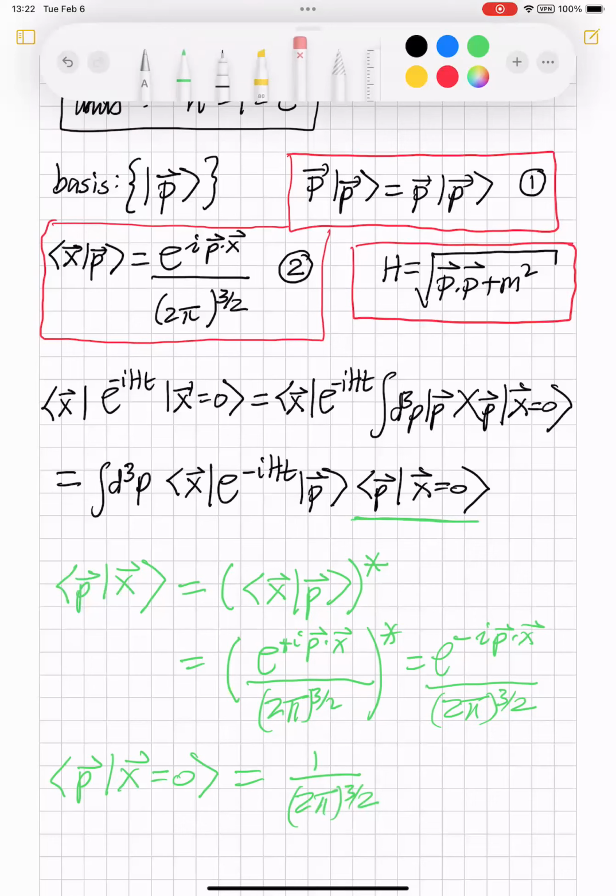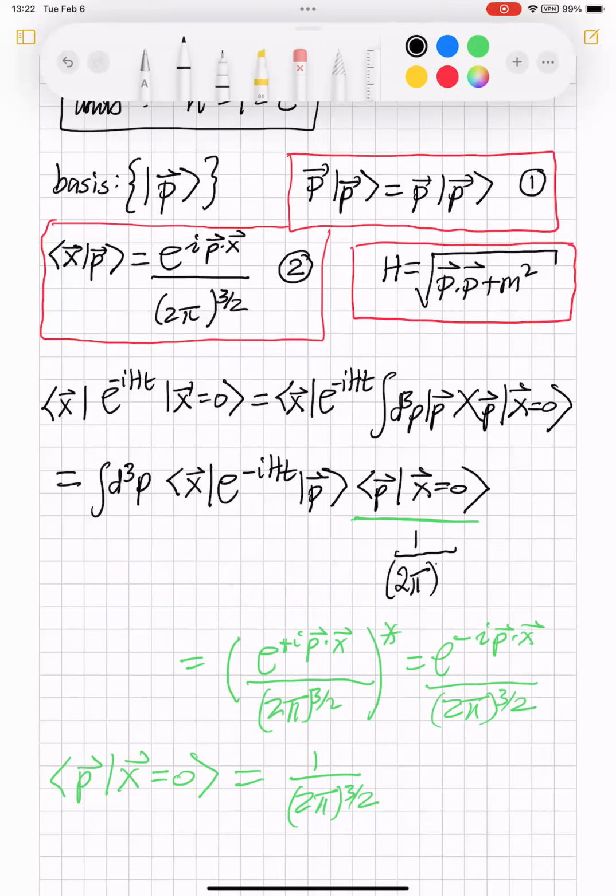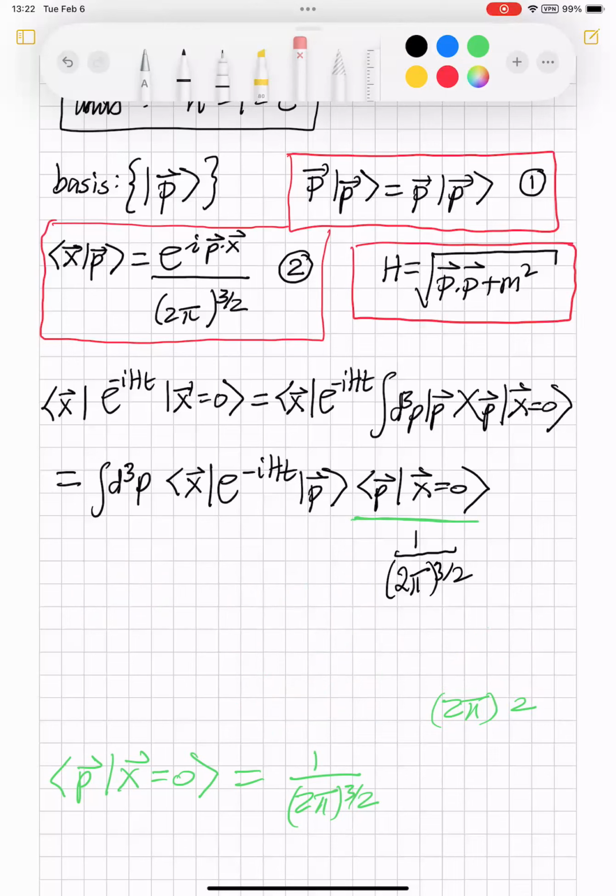Okay, so let me remove all of this. We don't need it anymore. And let me write down what we've got for this piece. This is 1 over 2 pi to the 3 over 2. Very good. Okay, so now let's go and take a look at that matrix element that we've got sitting there.